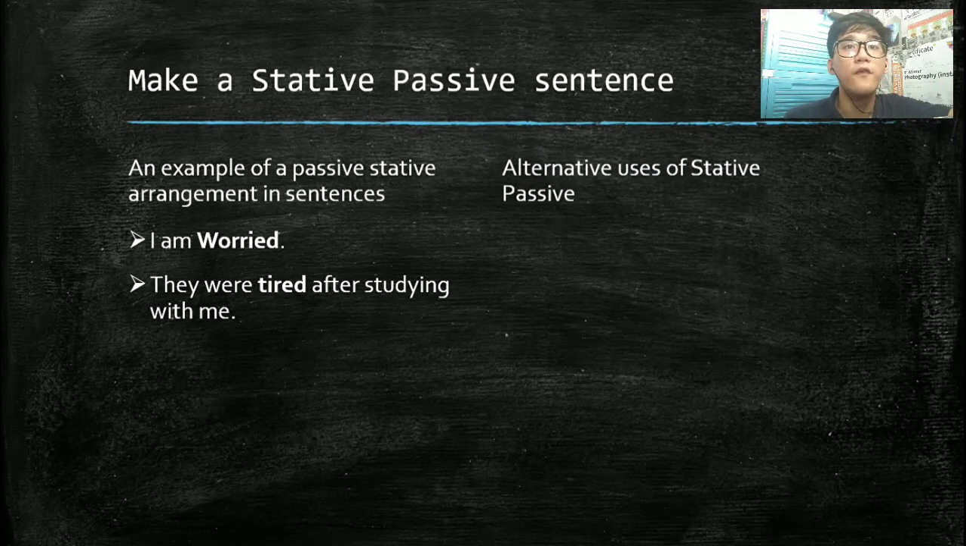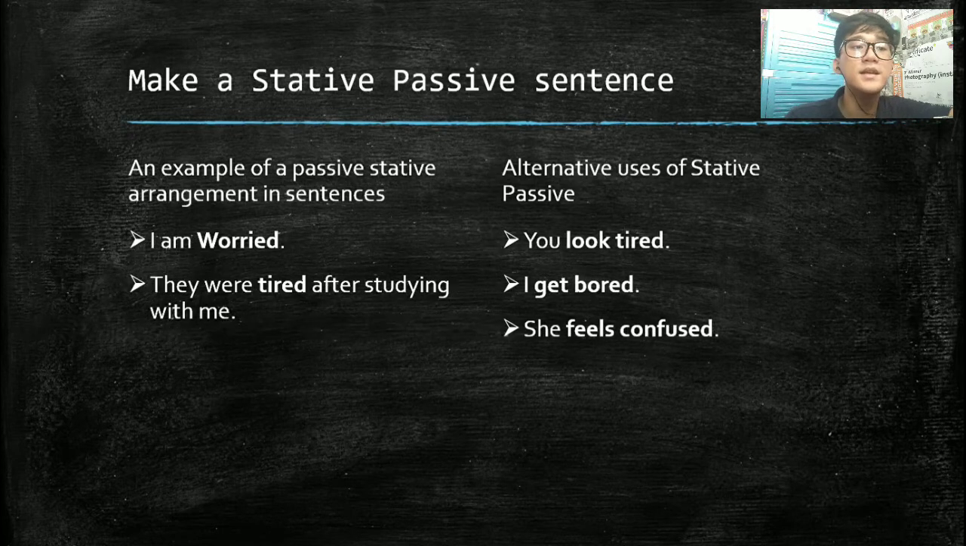And for alternative uses of stative passive, we can arrange the stative passive sentence pattern beside a linking verb. See the examples below. You look tired, I get bored, she feels confused.